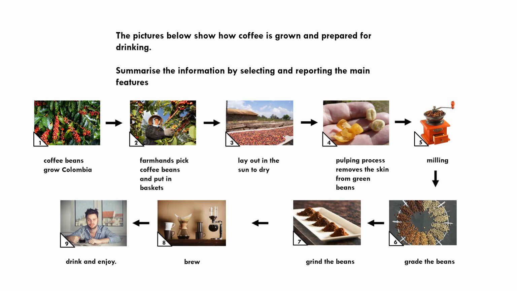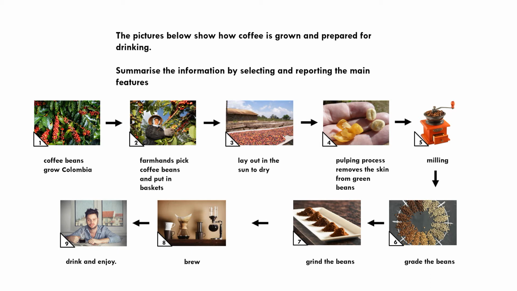In our example, we're going to be talking about coffee production. So we can see that the pictures below show how coffee is grown and prepared for drinking. We're going to summarize the information by selecting and reporting the main features. So if we have a look, we have basically 9 different steps in the process of drinking coffee, up to the stage where we're going to drink it.